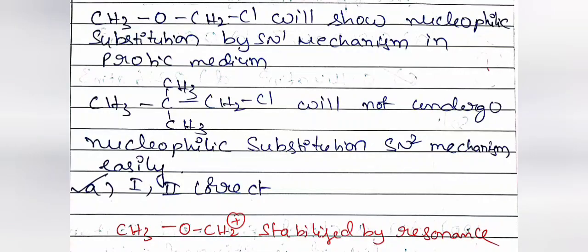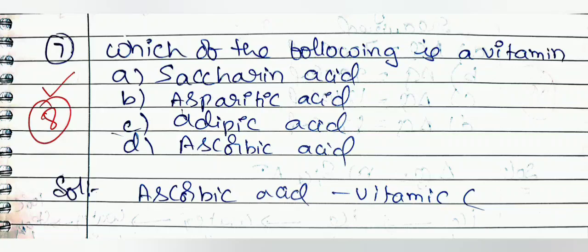In the next question, statement 1, where the given structure undergoes SN1 mechanism is true because whatever the cation is formed, it is stabilized by resonance. And in the second structure, if we consider, definitely it undergoes SN1, it will not undergo SN2 reaction, right? So both are correct.